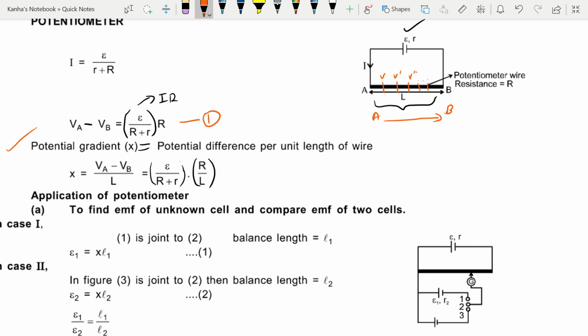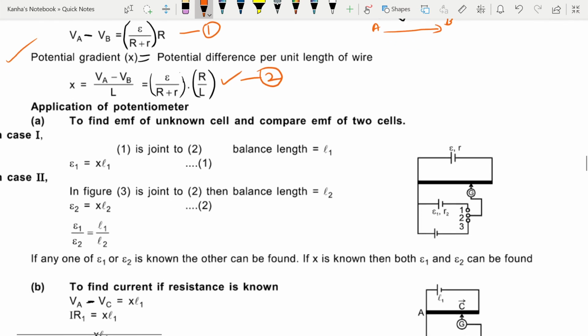So there is a linear relationship here. The potential gradient, which is defined as X, is nothing but the potential difference per unit length of the wire. So this is given by X equals (VA minus VB) divided by L, which is nothing but current into R by L. You should also make a note of this, as this will be used when you start the applications.